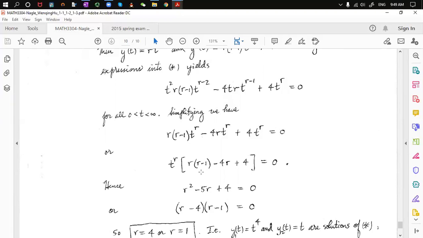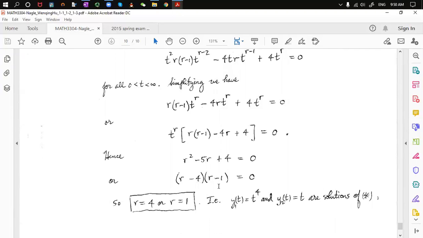Therefore, the coefficient must be equal to 0, which means that r squared minus 5 times r plus 4 is equal to 0. You can factorize this quadratic, and you get the solutions r equal to 1 or r equal to 4. So the solutions of this equation are simply t or t to the power of 4.